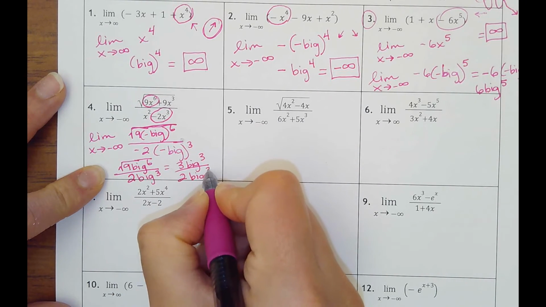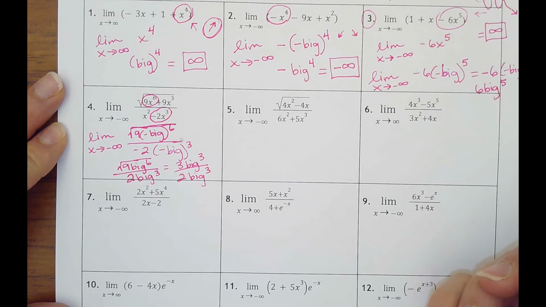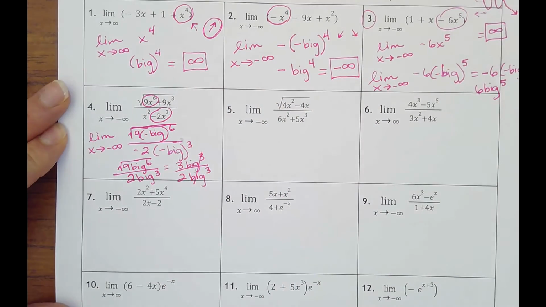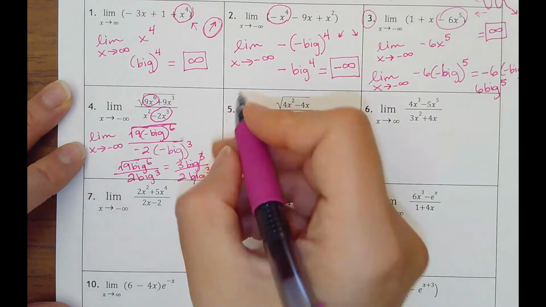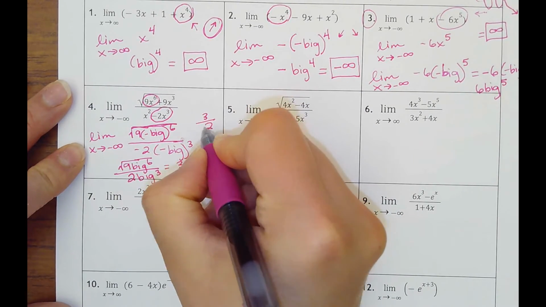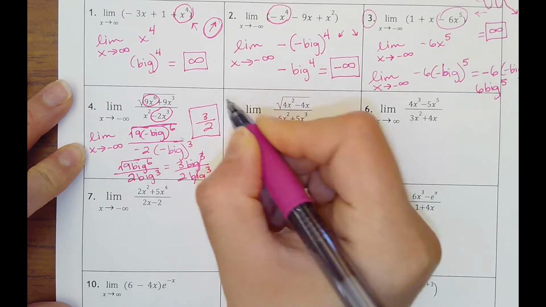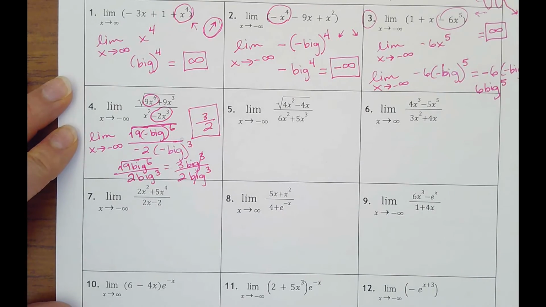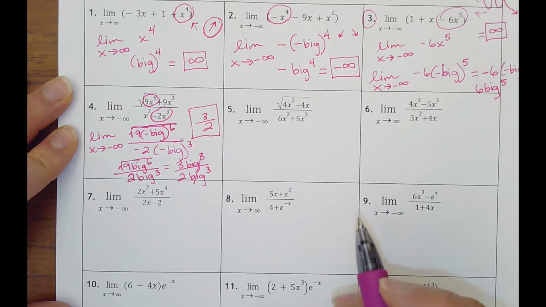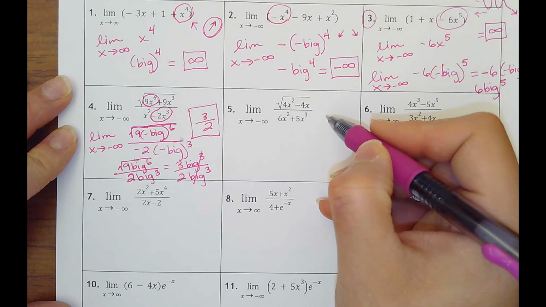So here's what's kind of cool is you want to simplify your fraction at the end. So your big cubed divided by big cubed cancels. We actually get a number of 3 halves. And if you graph this, you could see that there's a horizontal asymptote at 1.5 as you go to the left. All right, number 5, let's try another one of these, or if you want to pause, you can.